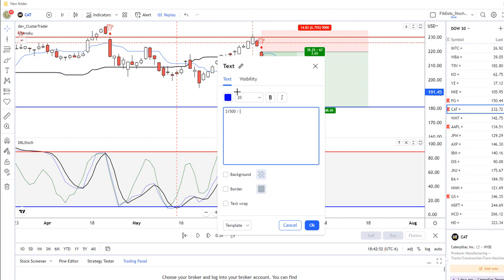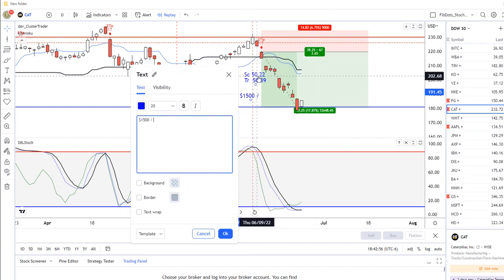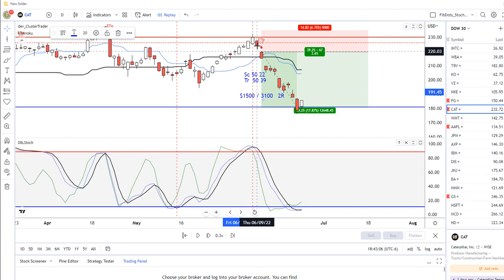And then our return was, what was it, 1,100 right there and 2,000 right there. So let's call it 3,100. So this trade was a 2R trade. And again, if we took all of it off right here on our first target, we'd still be happy.